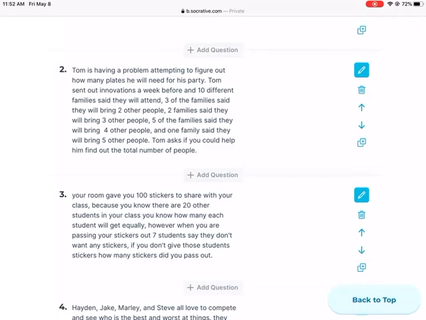would be 42. Oh, and I forgot a family. One family says they will bring 5 other people. So one family is going to bring 6 people. So we already have 42 for the different families. Then we add 6, so 42 plus 6 would be 48.